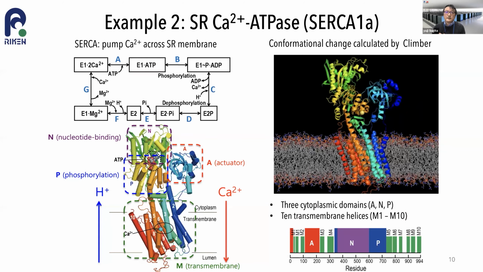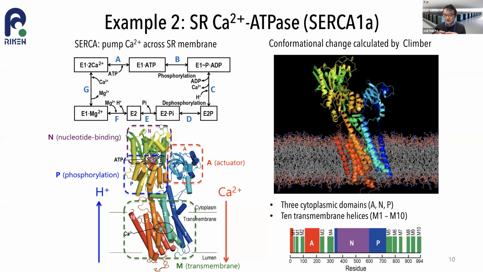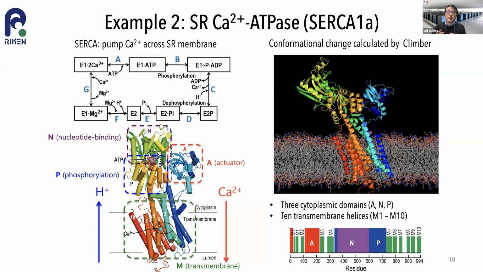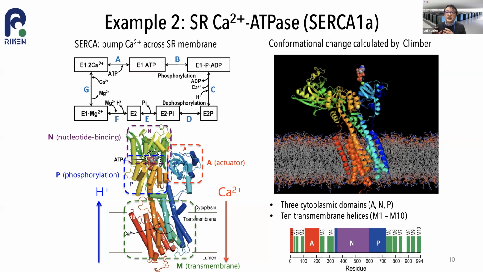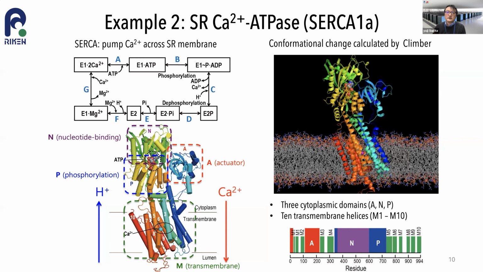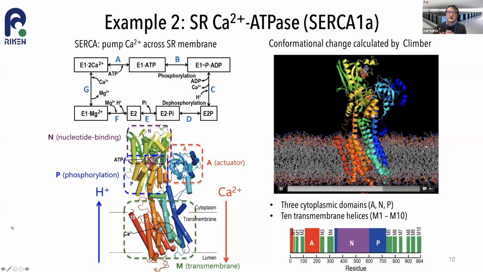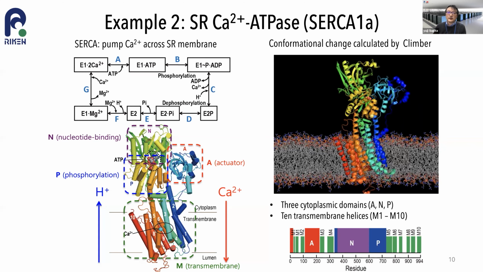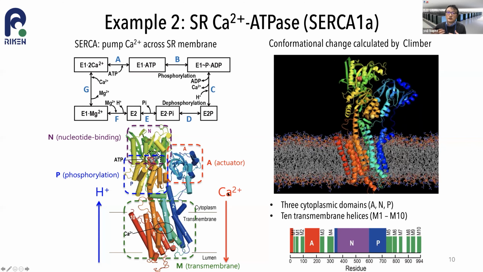And the second example is my calcium ion pump, which I have studied for a long time. This protein is actually a membrane protein, and this is a biological membrane. This protein can transfer the calcium ion from the cytoplasm to the SR lumen. SR is one of the organelles.